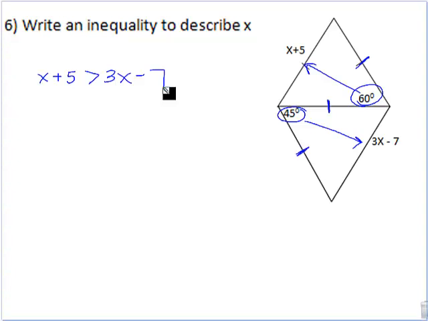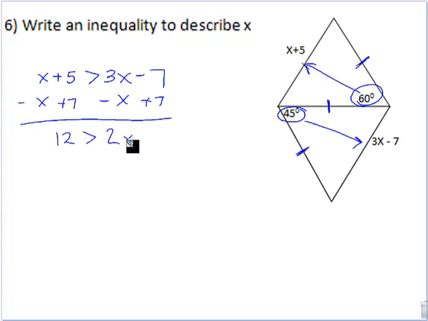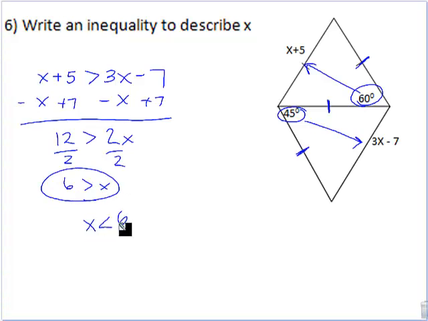So now how are we going to solve this for x? Subtract x. Good, subtract x. And then what? Add 7. And add the 7. So what do we have here? 12 is greater than 2x. And how do we get our x? Divide by 2. So 6 is greater than x. Yeah, we can certainly rewrite it as x is less than 6.